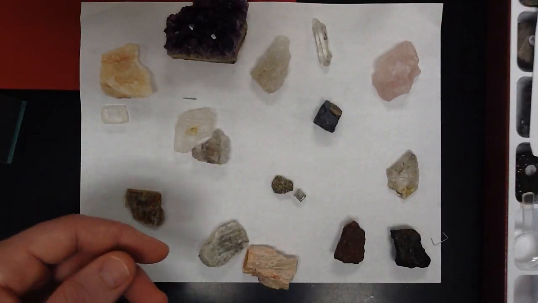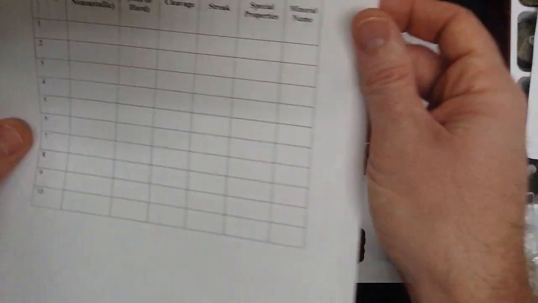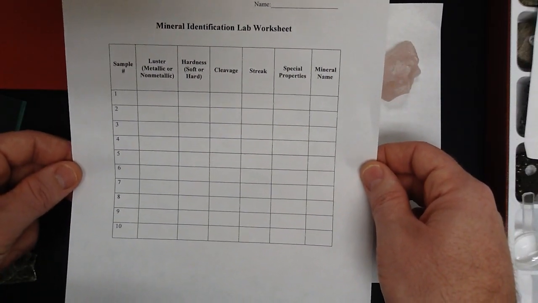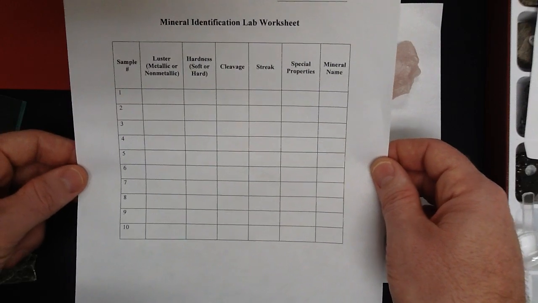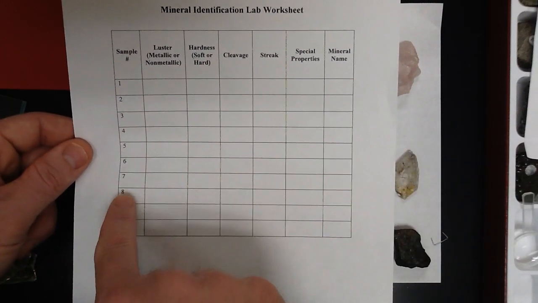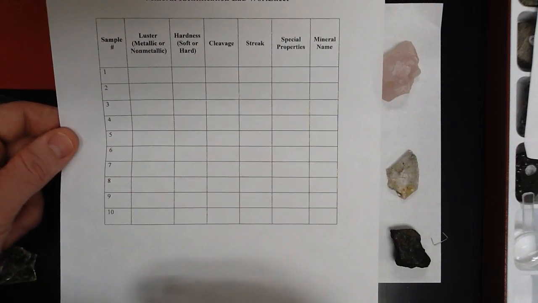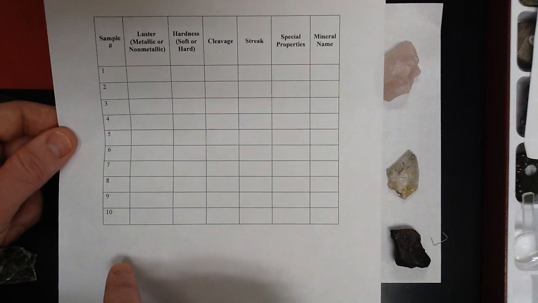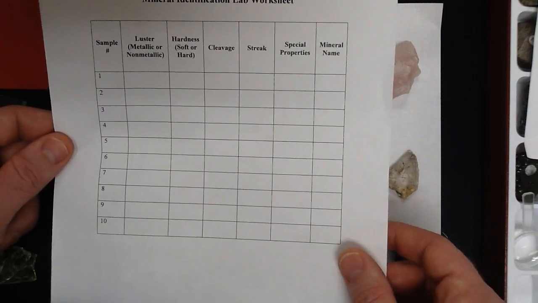So if you're in class, you will have a sheet like this that shows you all the sample numbers. For the lab itself, which I will record in a different video, I will show you all the samples and give you a good idea of what they are and what their properties are, and it will have a number associated with each, so you should be able to fill this out.